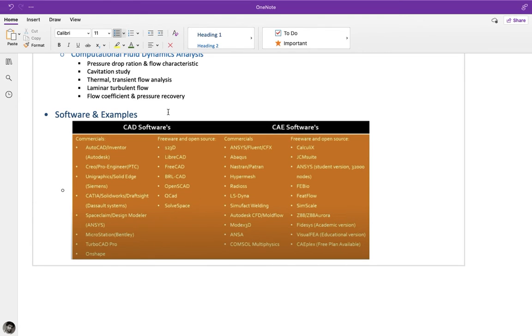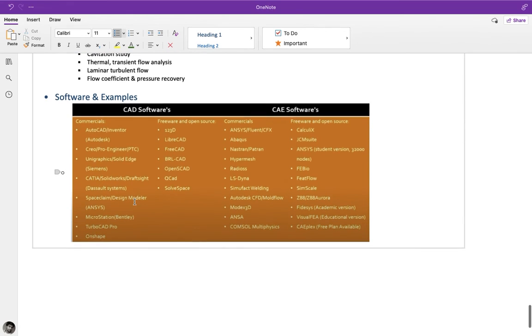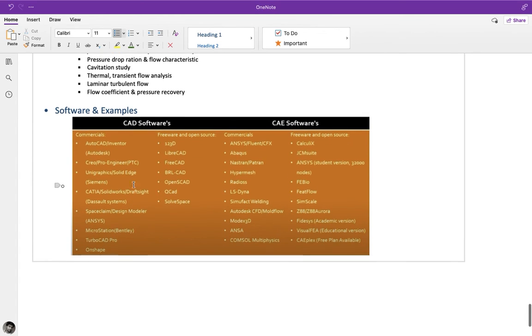To design the model of the problems we use CAD software, of which there are many commercial ones as well as freeware. Autodesk basically gives AutoCAD and Inventor. Siemens has their own Creo, Pro Engineer, Unigraphics, and Solid Edge, and Dassault has CATIA, which is most powerful, and SolidWorks. ANSYS has their SpaceClaim design modeler, then MicroStation, TurboCAD, and others. And freeware there are OpenSCAD and FreeCAD.